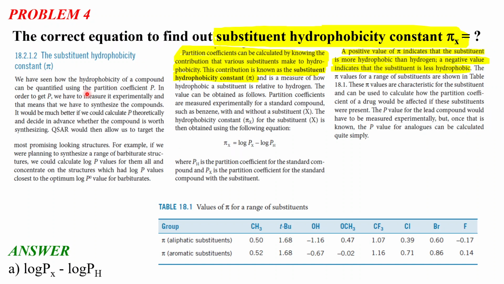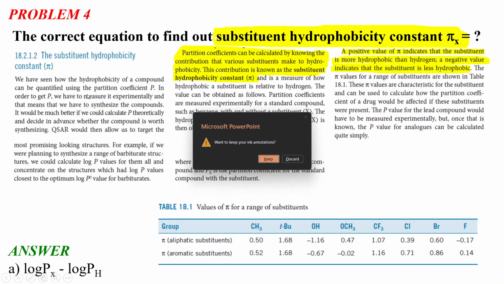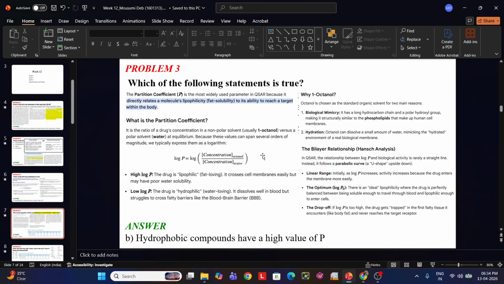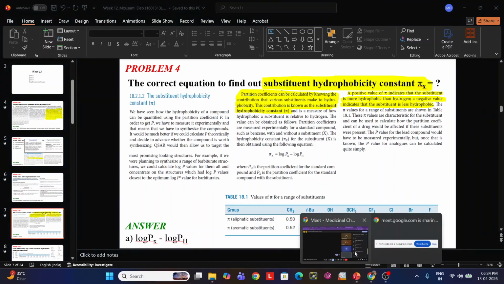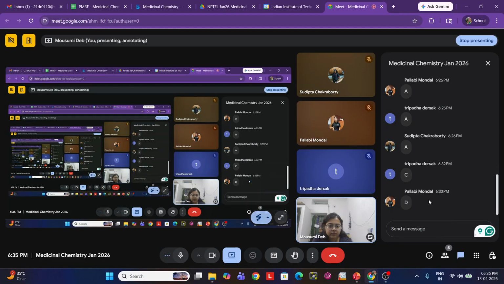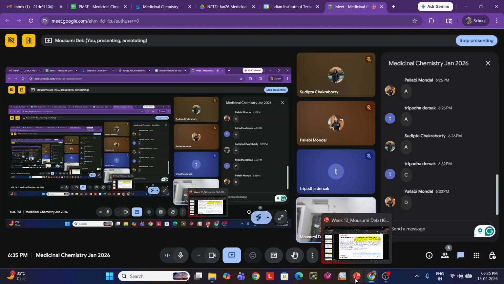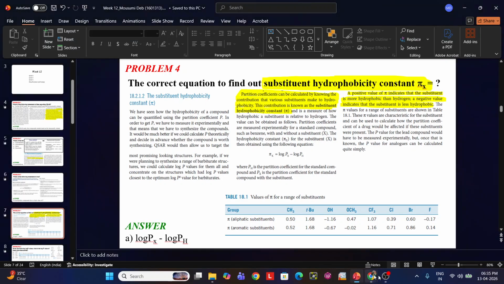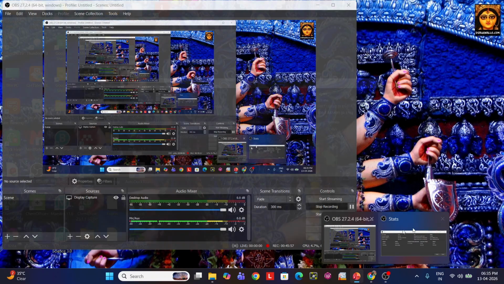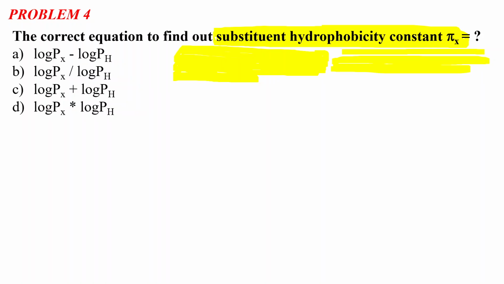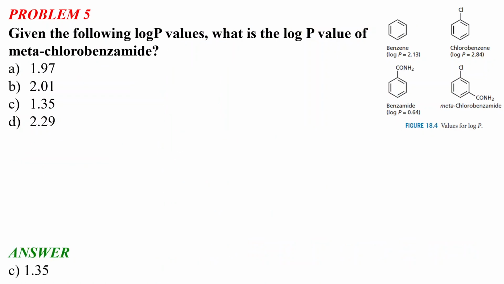Let me check the chat box. Let's see if there is any answer. Okay, I have received a couple of answers. Only two, number C and number D. So two different answers I have received, C and D. Fine, let me now check which of the following will be the correct answer. So the correct answer is number C, 1.35. Very good.